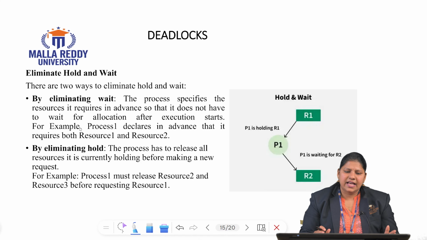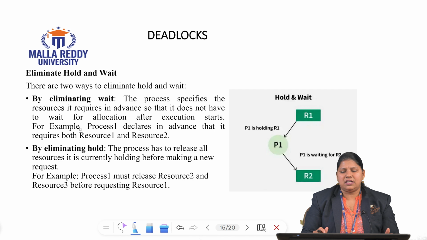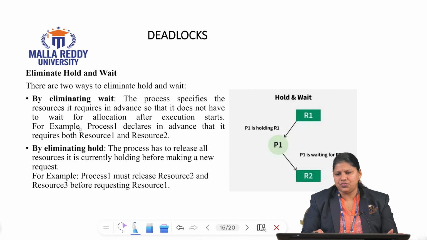Next, the second one is eliminating hold and wait. There are 2 ways to eliminate hold and wait. By eliminating wait, the process specifies the resources it requires in advance so that it does not have to wait for allocation after execution starts. For example, process 1 declares in advance that it requires resource 1 and resource 2. By eliminating hold, the process has to release all the resources it is currently holding before making a new request. For example, P1 must release R2 and R3 before requesting resource 1.